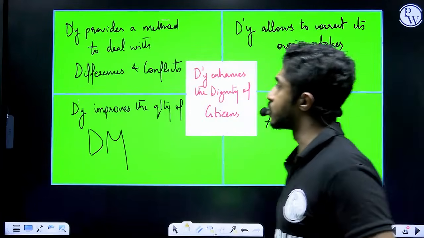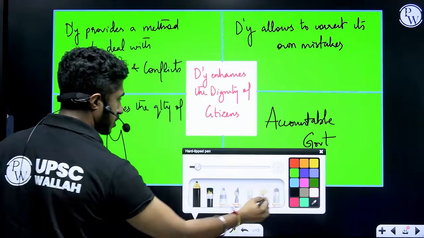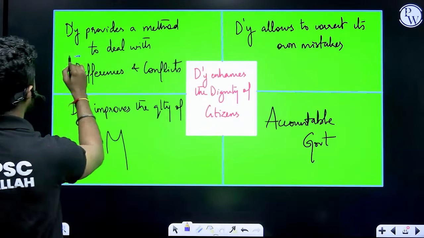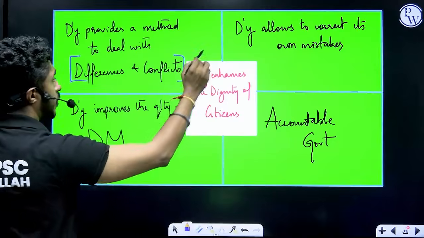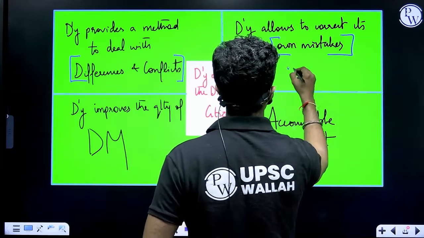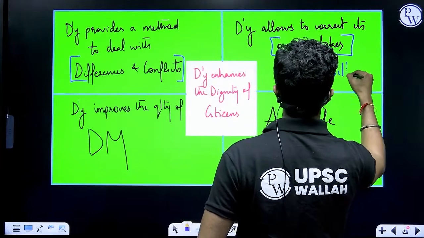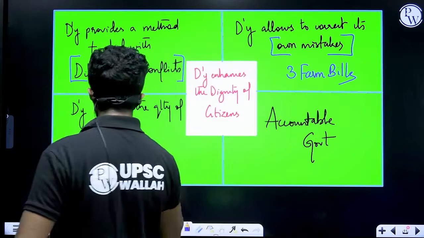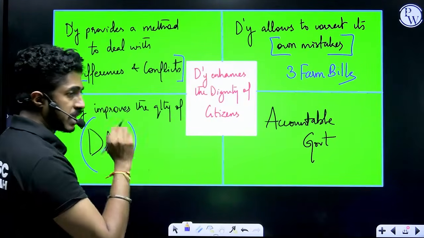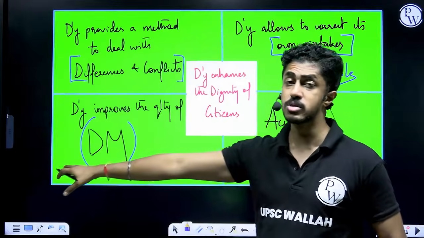Moving on. Democracy enhances the dignity of citizens. How does democracy do that? Democracy provides a method to deal with differences and conflicts. We already saw this. Democracy allows to correct its own mistakes. Like I told you, maybe 3 farm bills. Best example. Democracy improves the quality of DM. DM means decision making. Again, it is my shortcut. Don't use it in the exam.